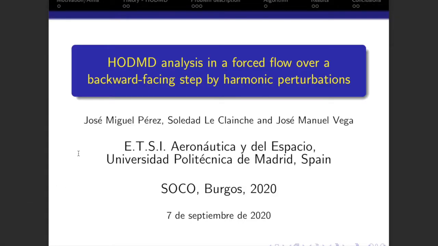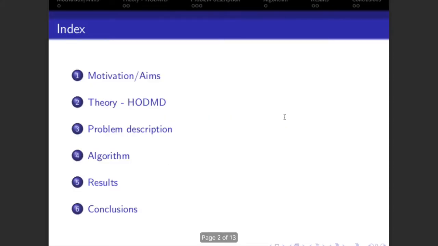Good morning, my name is Jose Miguel and I will talk about how to apply HODMD analysis in a forced flow over a backward-facing step by harmonic perturbation. This technique falls in the framework of sub-computing methods. This work has been done in collaboration with Soledad Leclerc and Jose Manuel Beca.